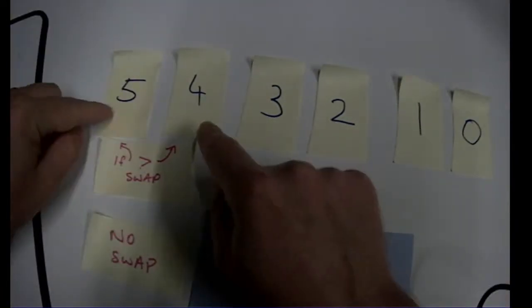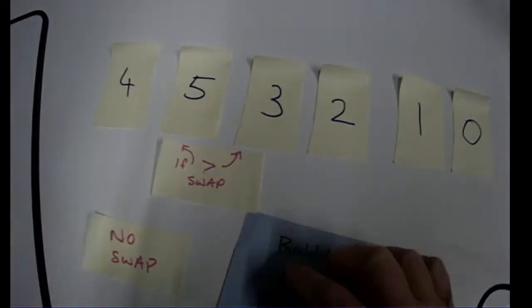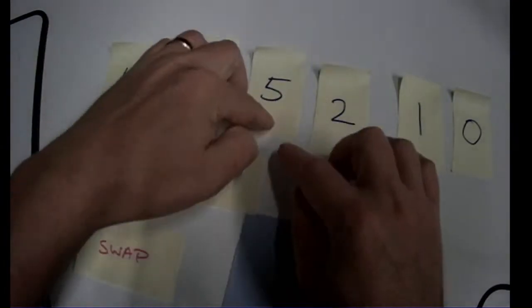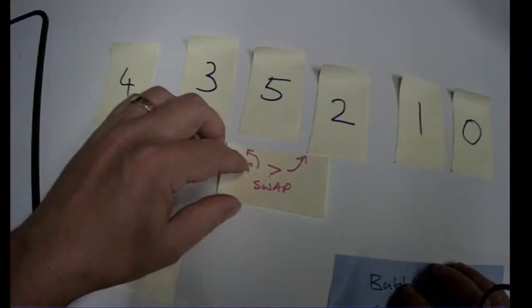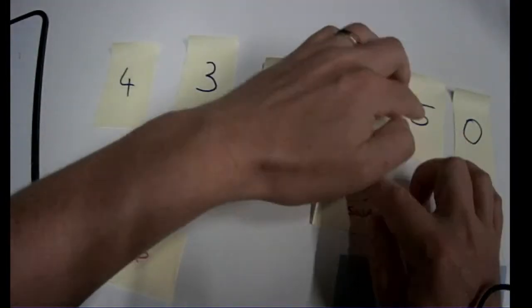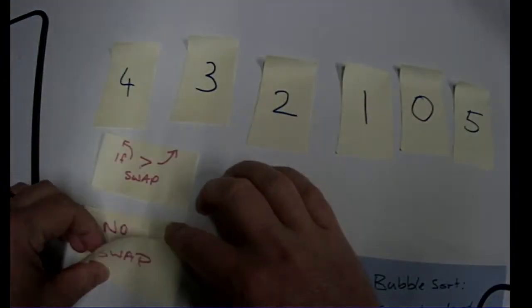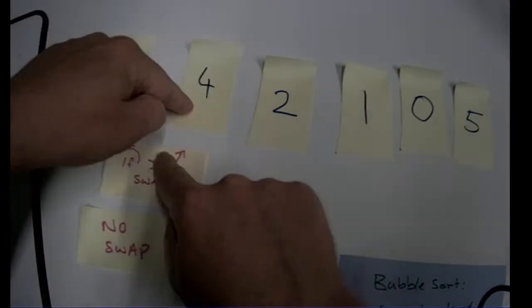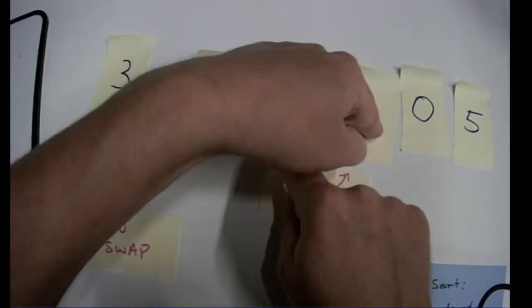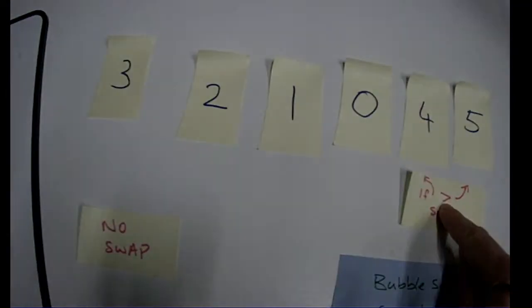So in this case, what's going to happen is it'll swap 5 and 4, swap 5 and 3, swap 5 and 2, swap 5 and 1, swap 5 and 0. Then go back to the start, swap 4 and 3, swap 4 and 2. So you can see that it's doing every possible swap that it can do. So it's not getting to skip any of them.